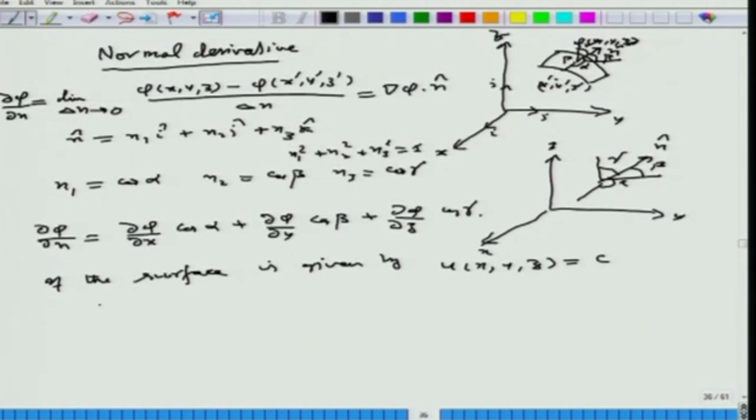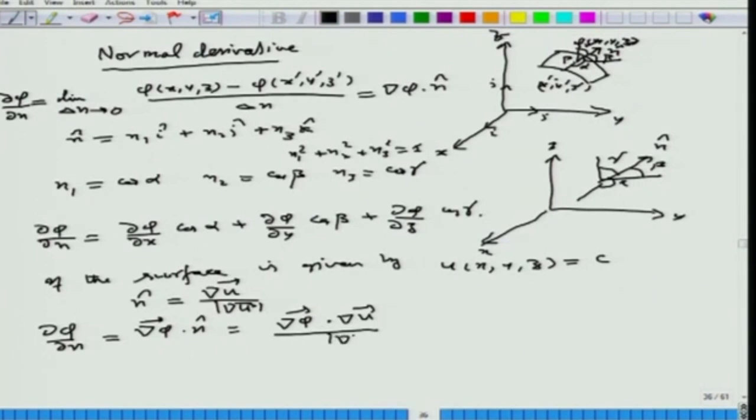So, then we know that the normal will be gradient of u over the absolute value of the gradient of u. In this case n cap comes out to be gradient of u over absolute value of gradient of u, and then we get the directional derivative. So, del phi over del n is gradient of phi dot n cap, that will be gradient of phi dot gradient of u over the absolute value of gradient of u.